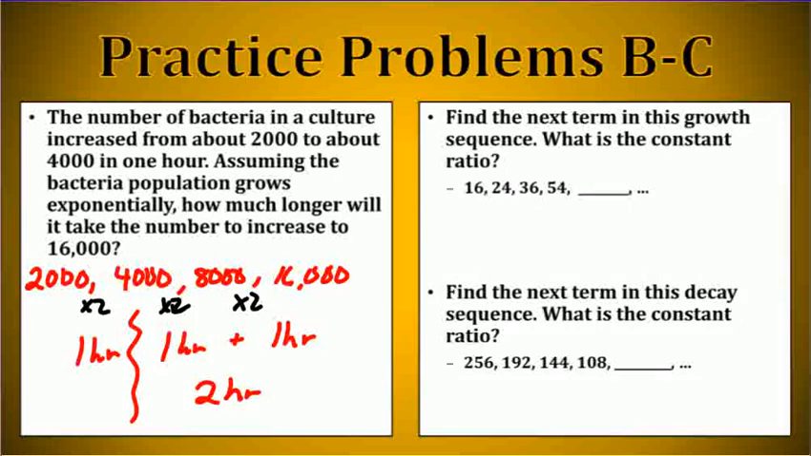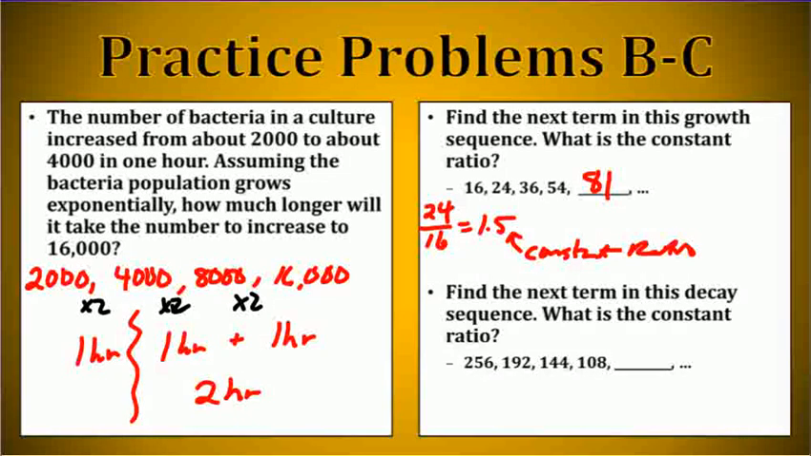To find the constant ratio, you take the second term, 24, divided by the first term, 16. 24 divided by 16 would give us 1.5. I can check to see if that's the same if I take the next two, so 36 divided by 24. That would also give me 1.5. So the constant ratio is 1.5. So 54 times 1.5 gives us 81.